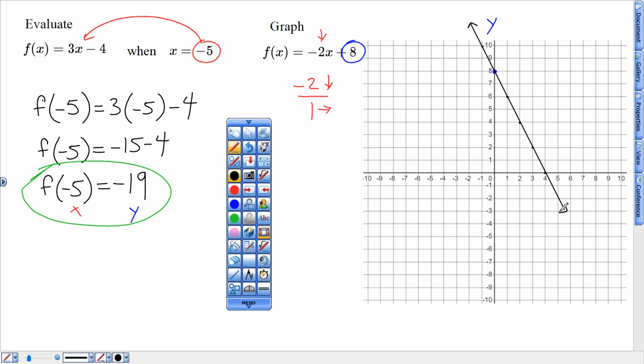Know that again, this is the y-intercept, 0, 8. Know that the x-intercept is 4, 0. Know that the y-intercept, x is always 0. The x-intercept, y is always 0.